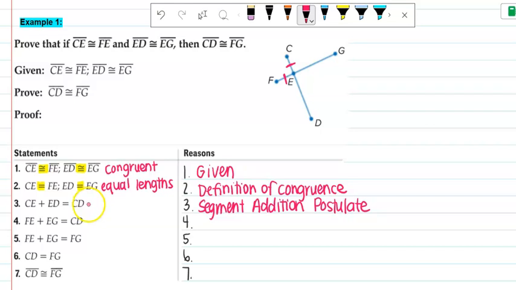You notice that 3 and 4 look very similar. The only difference is that CE and FE changed and ED and EG changed. We're able to take out CE for FE, because we know that these are equal. And we substituted ED for EG because, again, we know that these are equal. So when we replace something that is equal, this is our substitution.